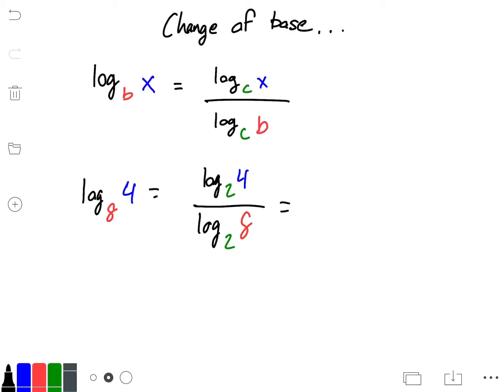So now what we're going to be looking for is what power makes 2 equal to 4. So 2 times itself, how many times is going to equal 4? And that's going to be 2 to the second power. So our first part of this answer is going to be 2. And then we're going to be dividing by however many times we have to multiply 2 by itself to equal 8. So 2 to the third power will give us that. So our answer in this case of log base 8 of 4 is going to equal 2/3.